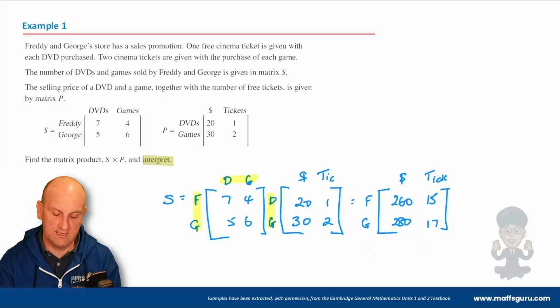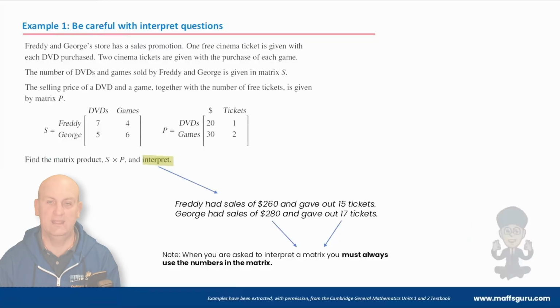The most important word here is interpret. What does it actually mean? Well, interpret means you've got to write the context back again. So what we can see here is Freddie seems to have sold $260 worth of DVDs and games together. He sold a total amount of $260 of DVDs and games together, and will be giving away 15 tickets as a result. George has sold $280 in total of DVDs and games, and will need to give away 17 tickets.